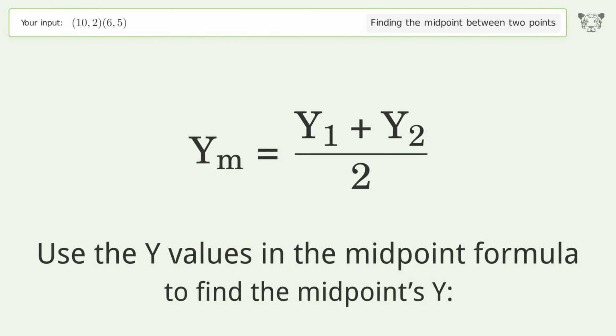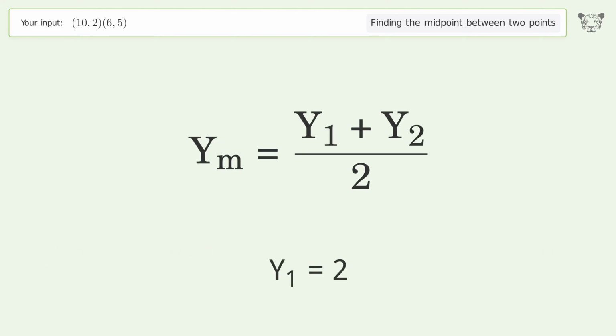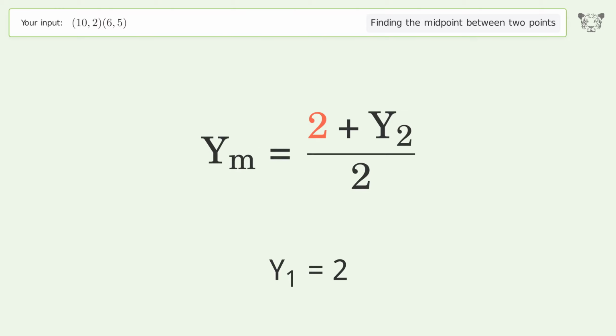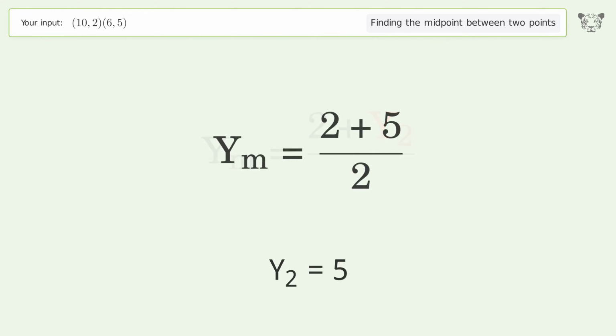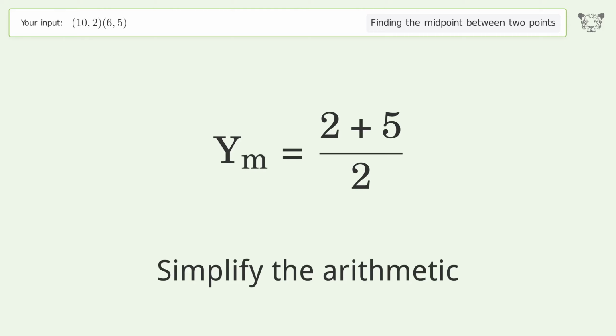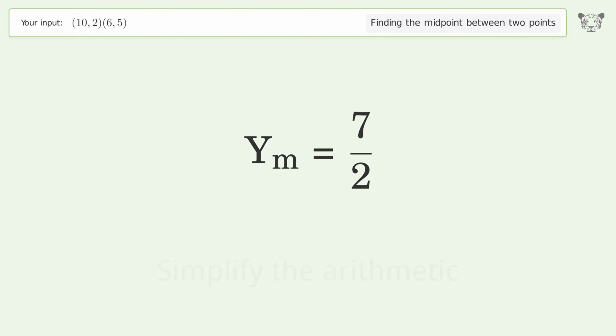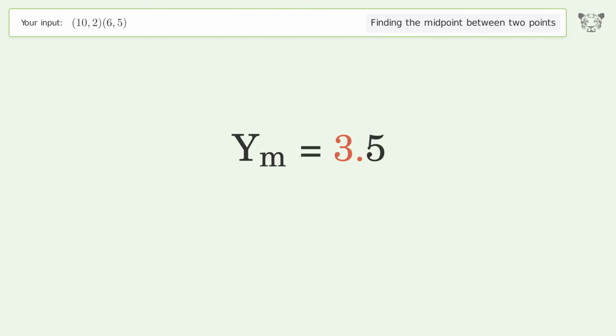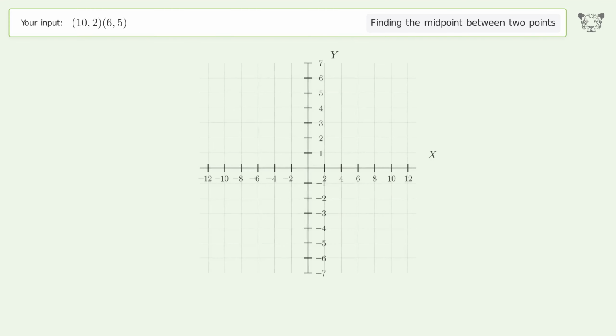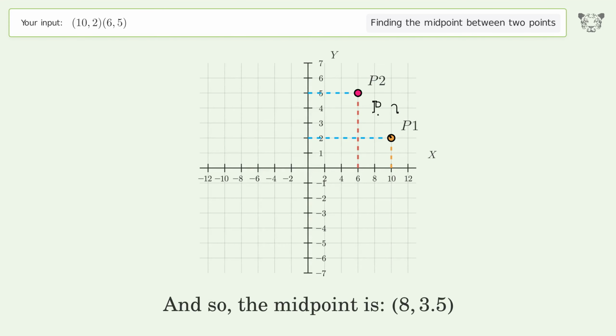Use the y values in the midpoint formula to find the midpoint's y. y1 equals 2. y2 equals 5. Simplify the arithmetic. And so, the midpoint is 8, 3.5.